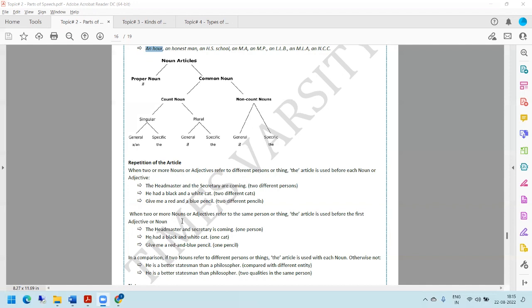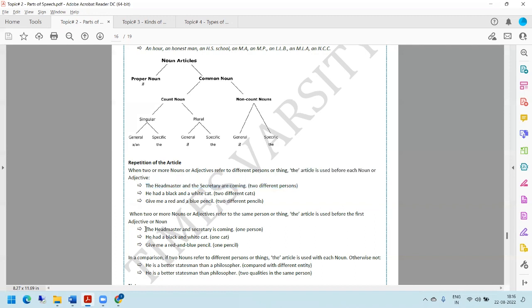When two or more nouns or adjectives refer to the same person or thing, the article is used before the first adjective only, not before each. For example, "The headmaster and secretary is coming." It means one person: he is the headmaster as well as the secretary. That's why the article "the" is used only once, at the start. But in the other case, "The headmaster and the secretary are coming," the headmaster is one person and the secretary is another, two different persons. So that's why the article is used with both of them.